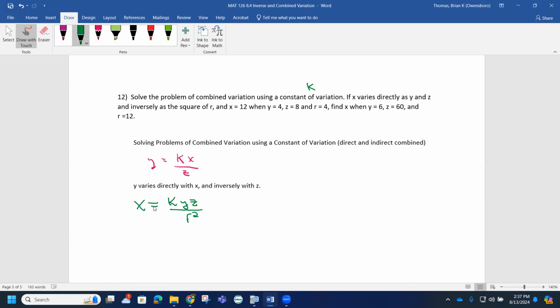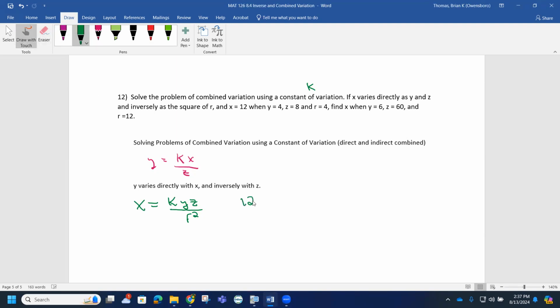So x is going to vary directly with y and z, so it's going to be multiplied together. Inversely with the square of r, that's on the bottom. And then we have to have our constant variation in the problem. We don't need an equal sign there. So we can just substitute in.